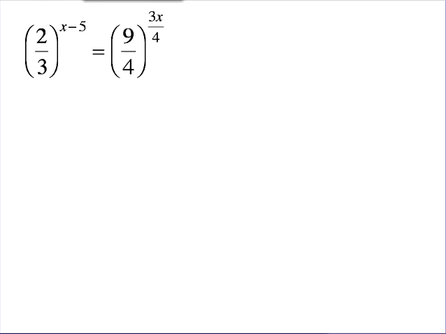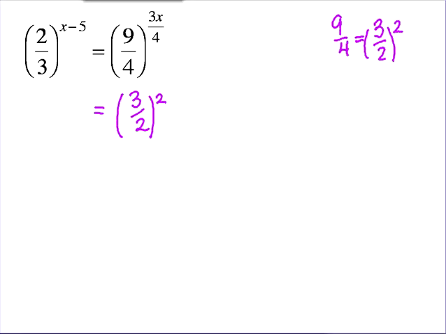What do you know about 2/3 and 9/4 if you compare them? They both have 2 and 3. So what about 9 and 4 in relation to 2 and 3? 3 squared over 2 squared, right? So really, I know that 9/4 equals (3/2) squared. So what I could do over here is write this as (3/2) quantity squared, and all of that is to the 3x over 4 power.